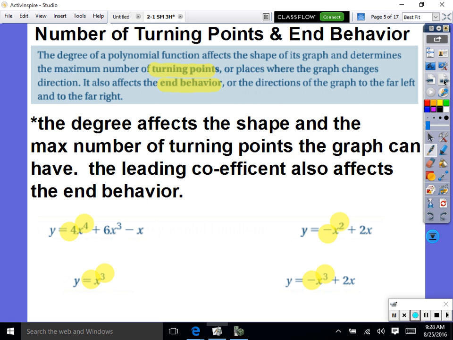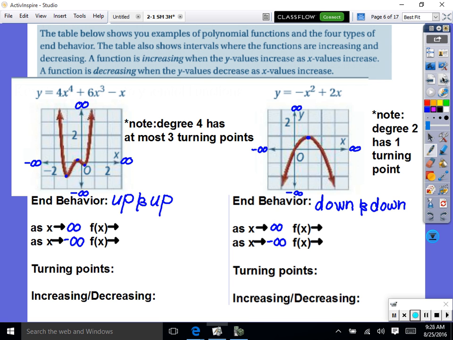So I just wrote that a little bit simpler. The degree affects the shape and the max number of turning points the graph can have, and you'll understand why in just a second. And then we look at the leading coefficient to also see where our end behavior is going to go. So we look at degree and leading coefficient to determine the end behavior.